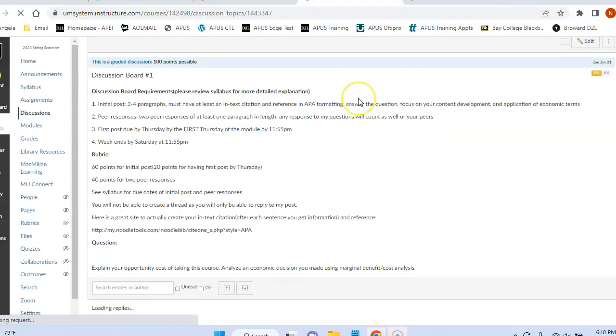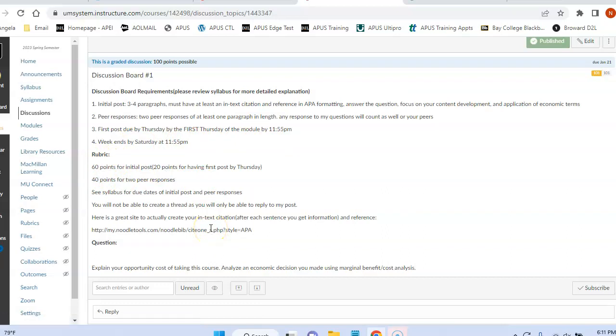Here's a discussion board. You'll notice in the discussion board, I put my requirements. I put my point breakdown. I give them a reference to APA formatting with regard to providing a citation. And here's the question. If you have any more questions on what I'm delivering, that's what this is coming from in my course map.